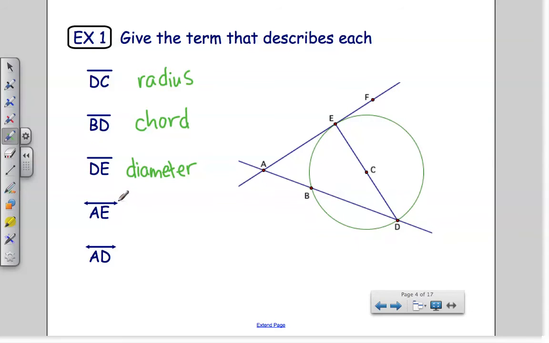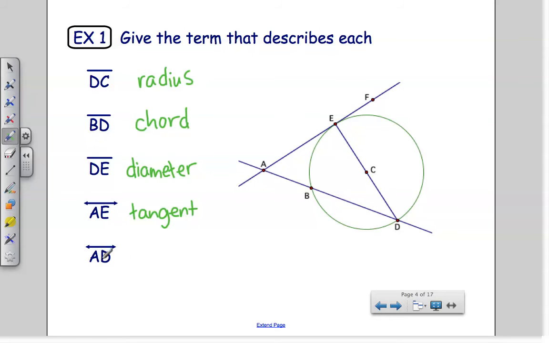What about line, and noticing the arrows, line AE. Alright, A is here, E is here. I'm talking about this entire line. Notice it only touches the circle at one point, at point E. This is a tangent line. A tangent line, or a tangent, is only touching a circle at one point. E would be the point of tangency in this case.